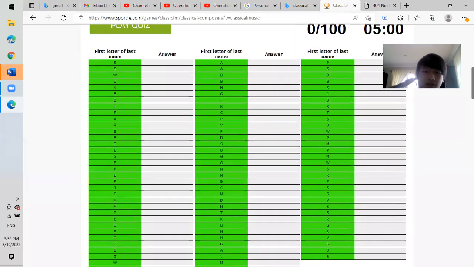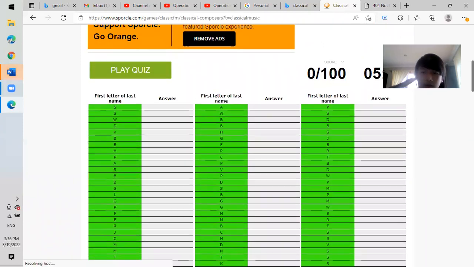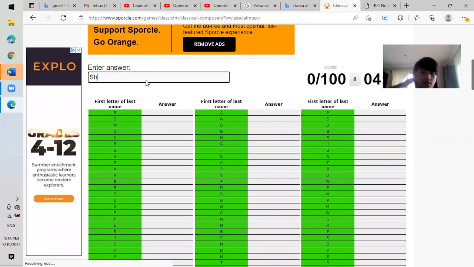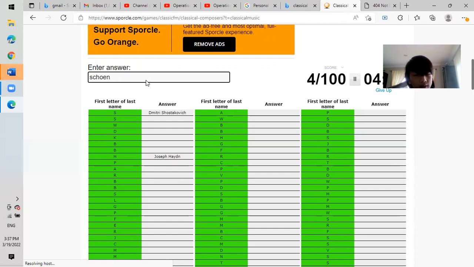I'll make famous composers. Oh, this one is a different one. Okay, so let's try this one. Shostakovich. Oh, the first one is Beethoven. Arvo Pärt, I think that's his name. Schoenberg. Wait, how do you spell his name? There's no Schoenberg in here. That's stupid. Puccini. Purcell.